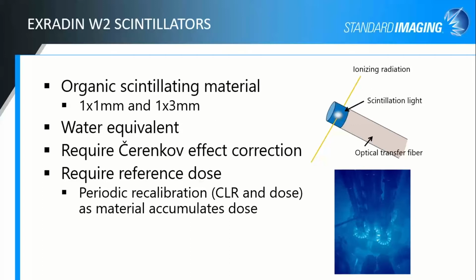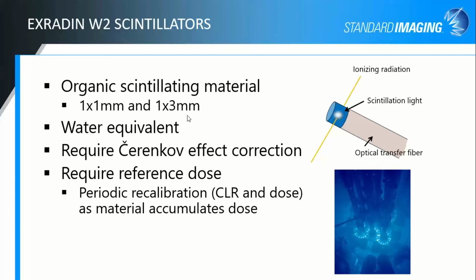The scintillation detector, the Exradin W2, is an organic scintillating material. We have a couple different configurations. They're both 1 millimeter diameter, but we have 1 millimeter long and 3 millimeter long scintillators coupled to an optical transfer fiber. The prior version of this detector was the W1. That was available only in the 1x3.